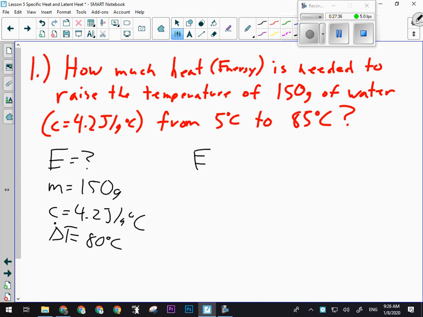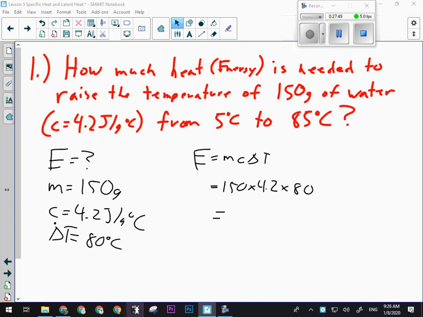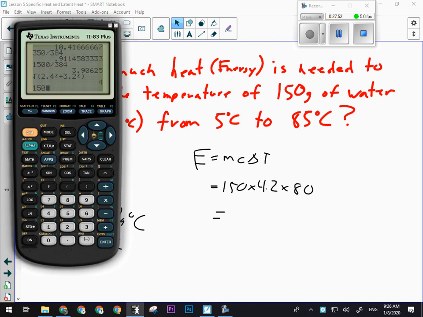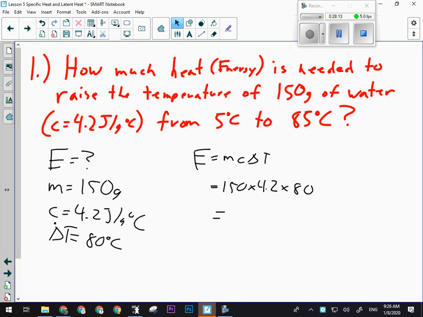I'm looking for energy. So E equals M times C times delta T. So we'd have our 150 grams times 4.2 joules per gram degree Celsius times 80 degrees Celsius. So 150 times 4.2 times 80. All right, so that'll require 50,400 joules, but we're really only looking at one significant figure here, but let's say I said 5.0 just to make it 2. Okay, so we're looking at 5.0 times 10 to the 4 joules.